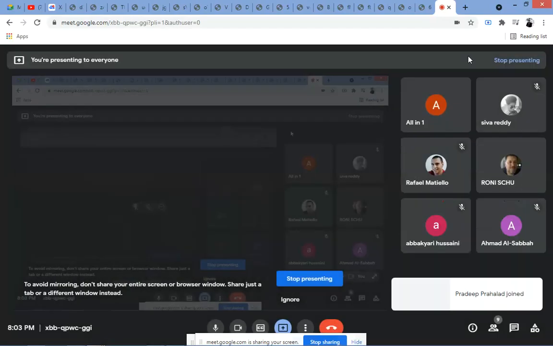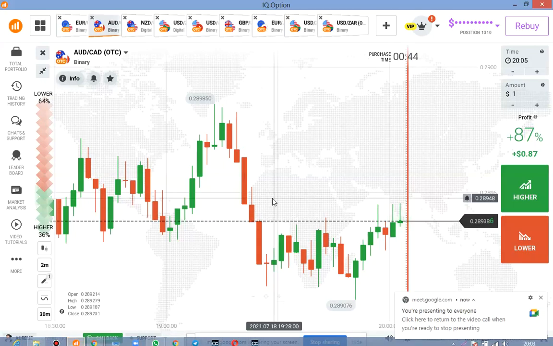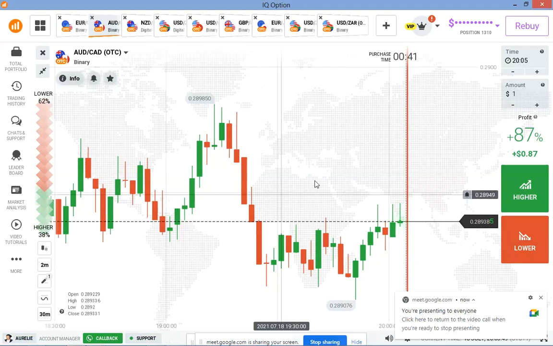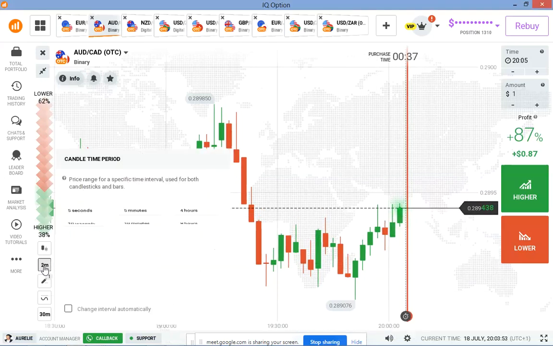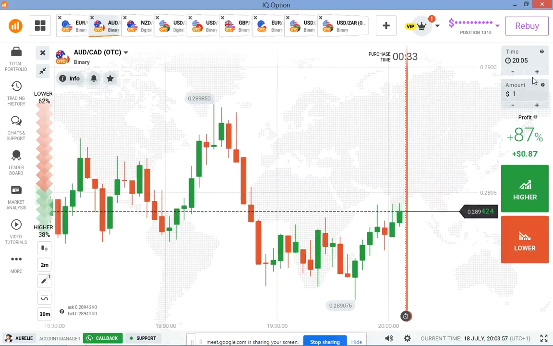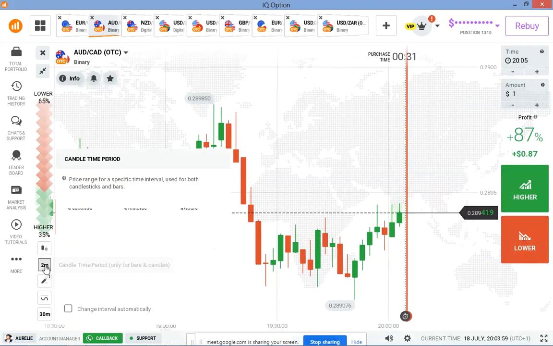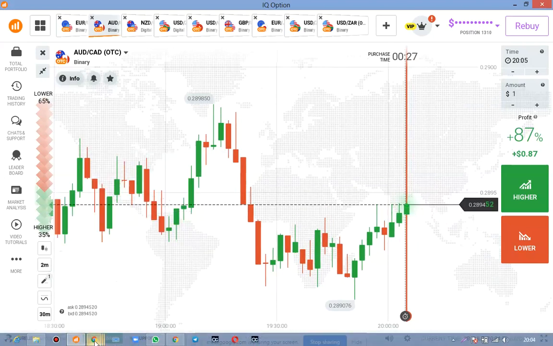But if you want to be a good binary option trader, you must at least learn how to trade with these two methods: either using 1 minute expiry time and 1 minute candle, or 2 minute expiry time and 2 minute candle.